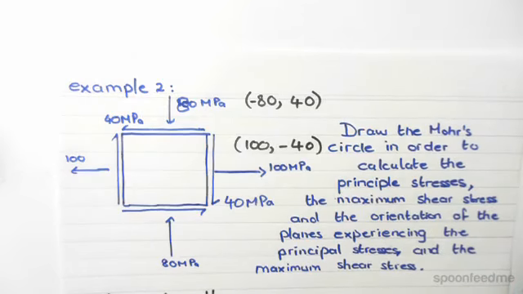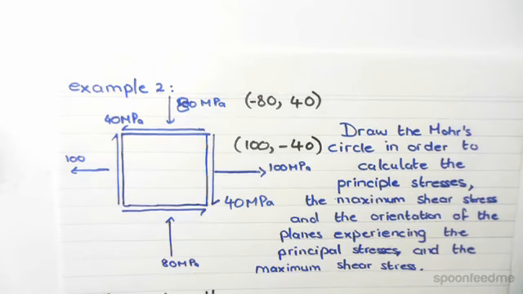The following example is a Mohr circle example that presents to you how we can work out how much to rotate an element by to reach the principal stresses. If you have the ability to understand this example, then you have a very well understanding of the Mohr circle. So if we look at this element, we need to draw the Mohr circle to calculate principal stresses, maximum shear stresses, and the orientation of the planes experiencing the principal stresses.